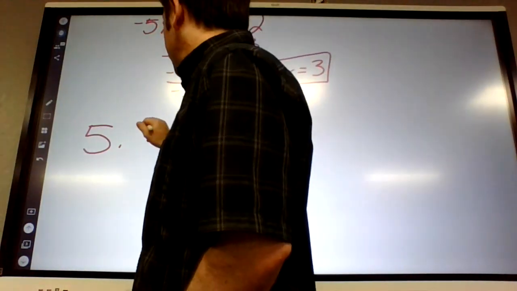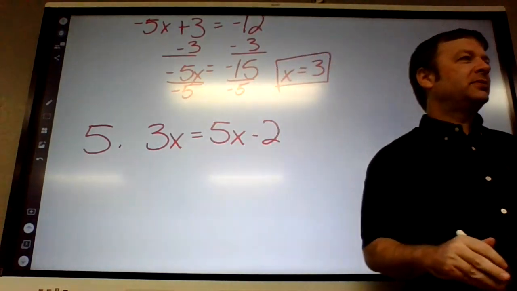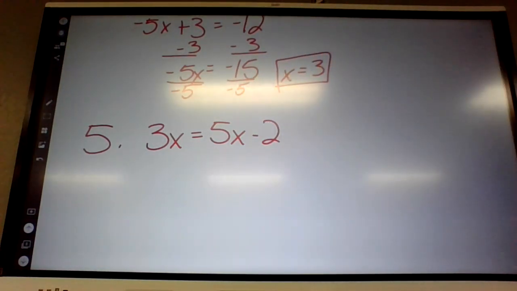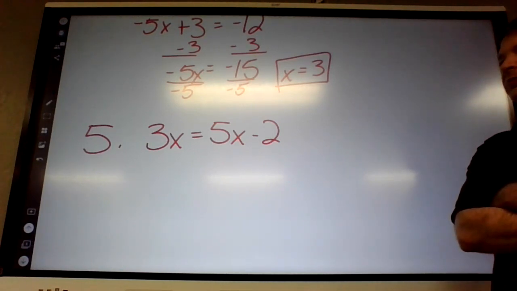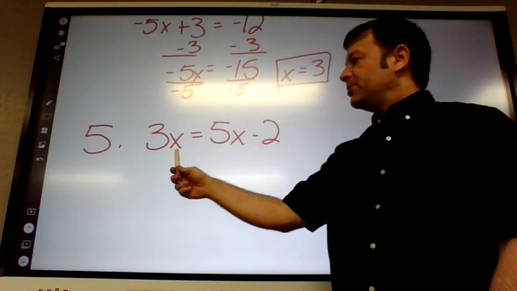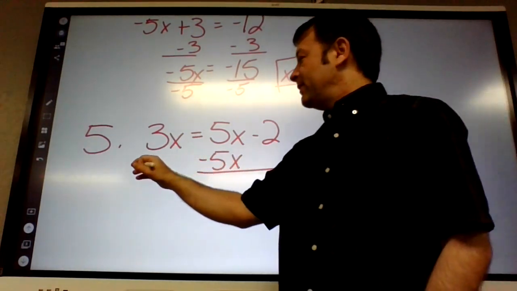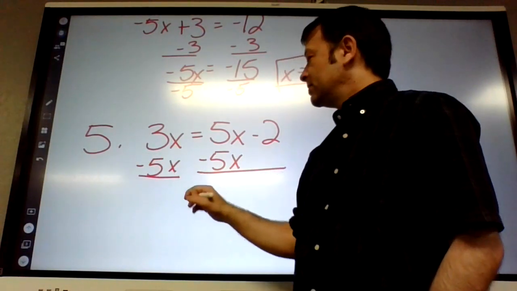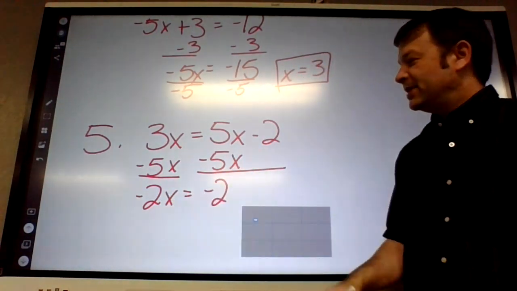Number 5. 3x equals 5x minus 2. This one looks a little bit weird. It's actually shorter though. Davin, what do you think? Would you subtract 5x? Yeah. So you could subtract 3x to both sides, but to get the x's by themselves quicker, since there's only x's on the left, I would try to get rid of my x's on the right. So yeah, minus 5x. So that would be negative 2x equals negative 2.